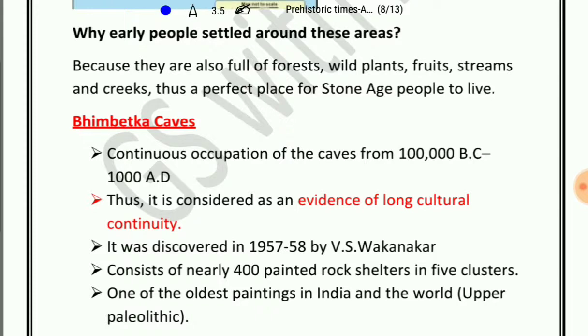Bhimbetka caves was the place where early men lived from 1 lakh BC to 1000 AD. Therefore, it is regarded as evidence of long cultural continuity, because for the longest duration of time early people lived here. It was discovered in 1957 by V.S. Wakankar, and there are more than 500 rock shelters in the Bhimbetka caves, but nearly 400 painted rock shelters can be seen in 5 clusters.